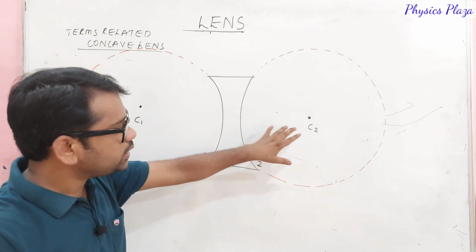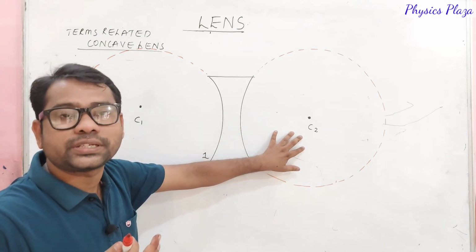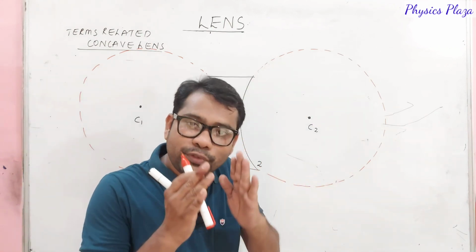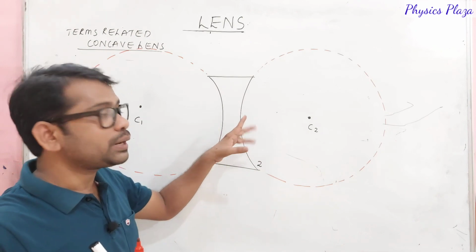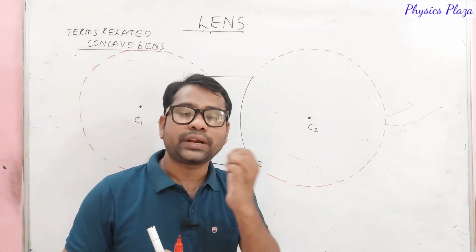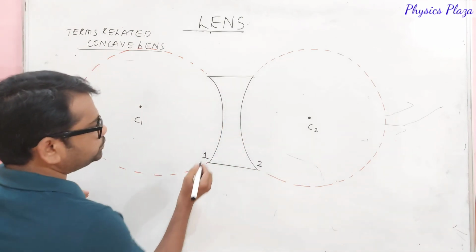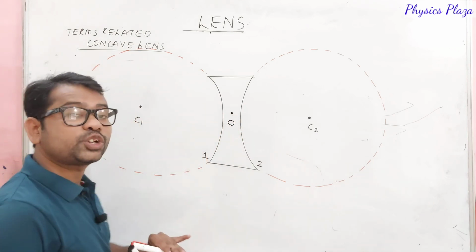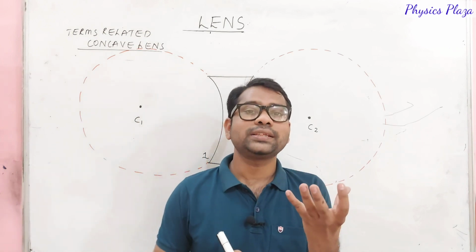So children, let us recall, what is the center of curvature? The center of a glass hollow sphere of which these curved surfaces are a part is called the center of curvature. And dear children, here the middle point is the optic center, and the geometric center of any lens is called the optic center.